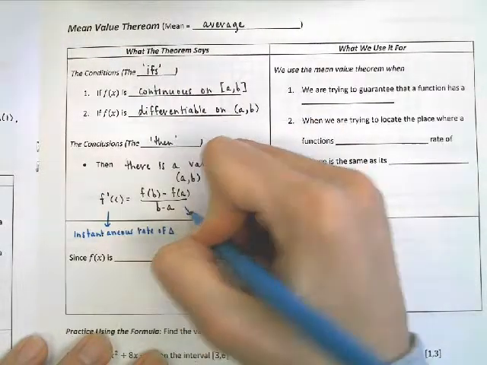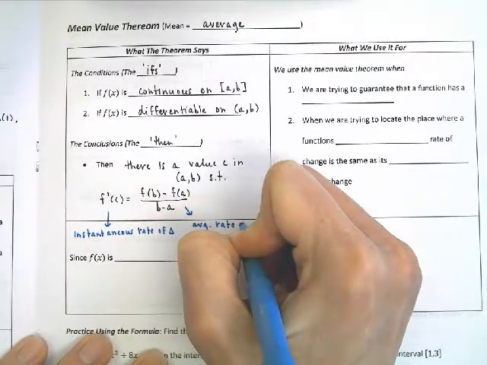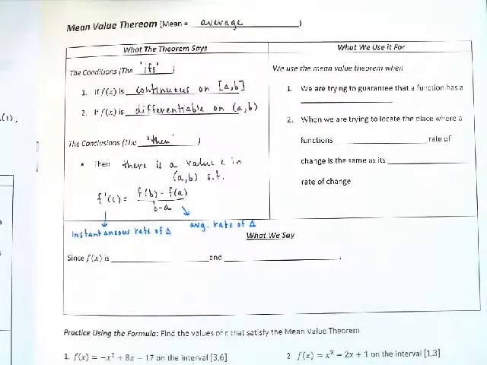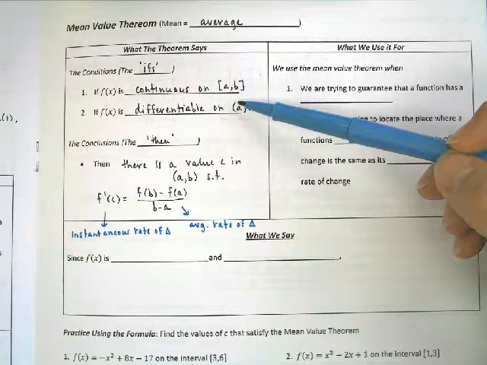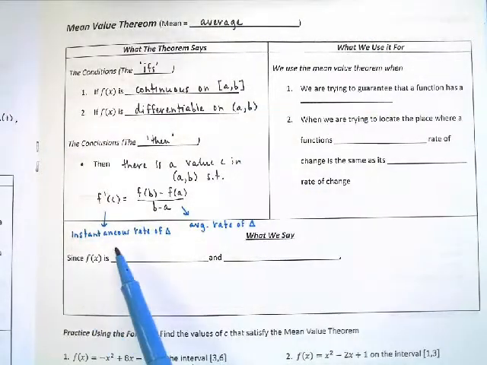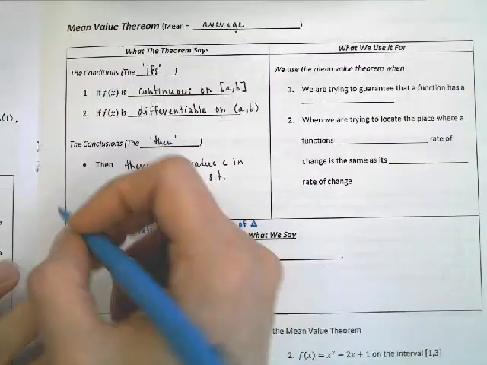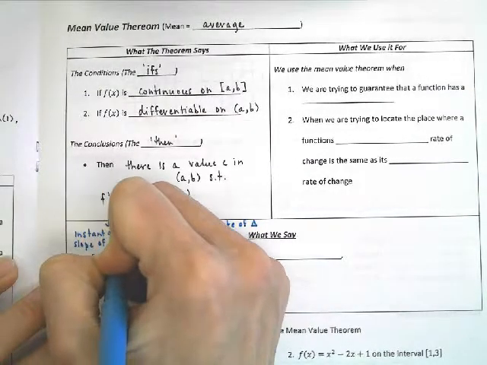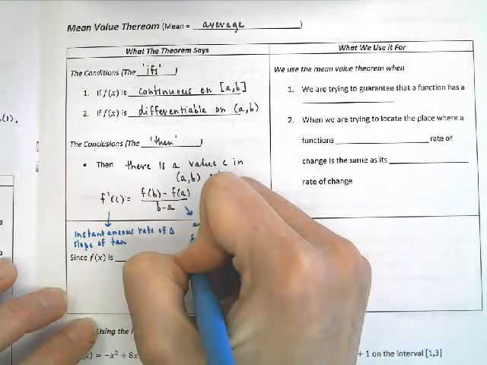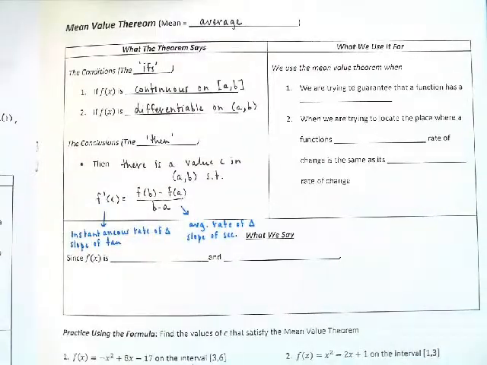Over here, this is going to be equal to my average rate of change. So what this theorem is telling me is that if I have a continuous and differentiable function, then there has to be some point in that interval where the instantaneous rate of change is equal to the average rate of change. We can also think of it as the slope of the tangent has to be the same as the slope of the secant line.